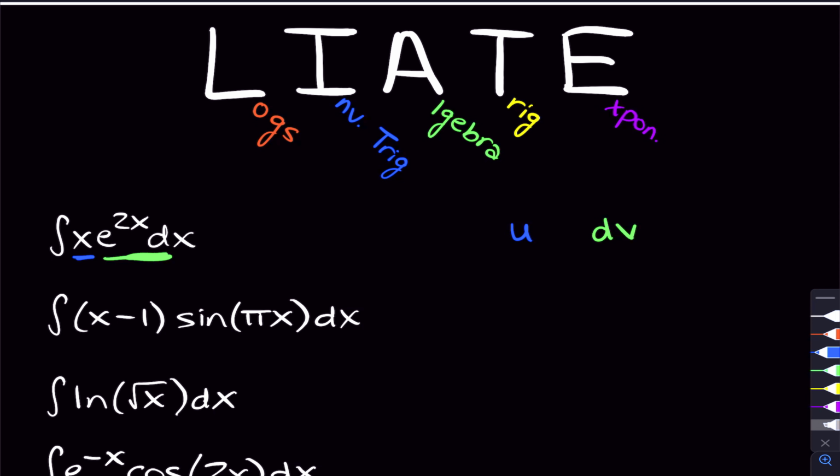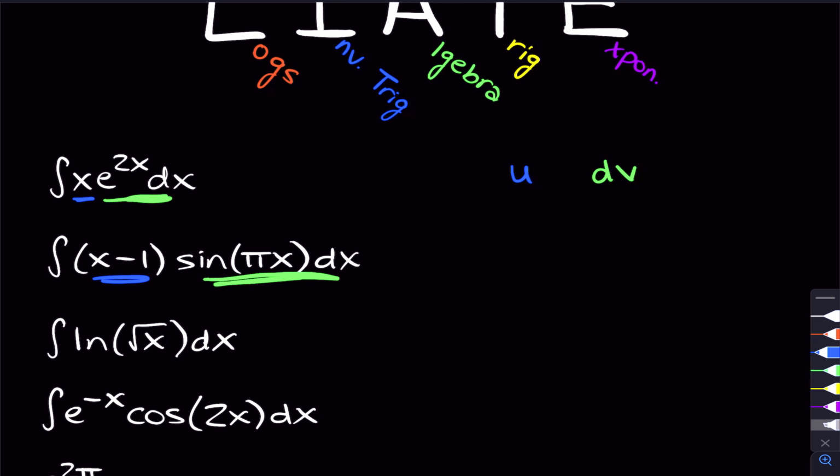Now our second integral is x minus 1 times sine of pi x. And so that's algebra and trig. And since algebra comes before trig, x minus 1 will be our u, and sine of pi x dx will be our dv. Now what about this third example here?